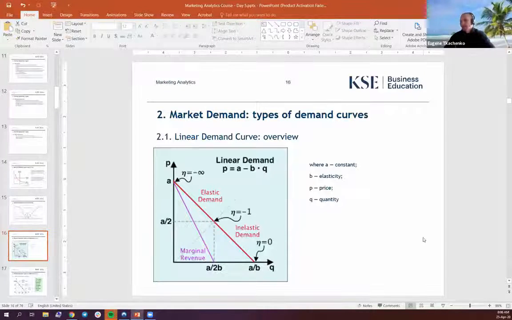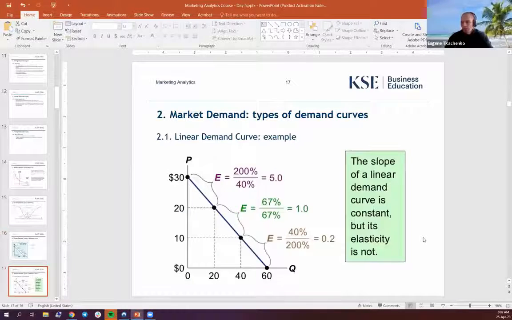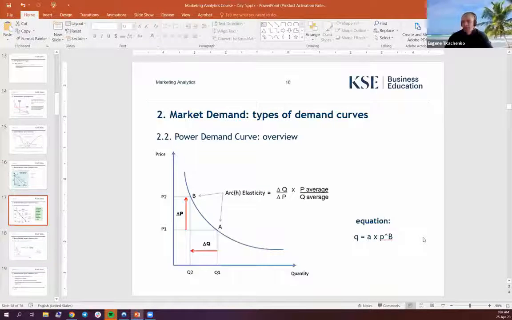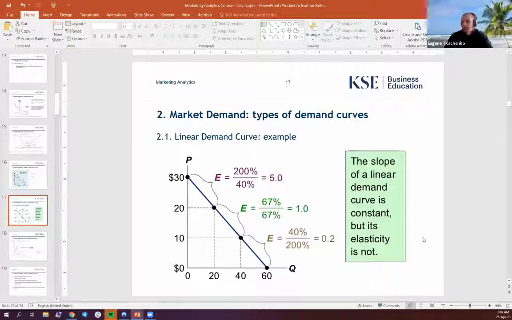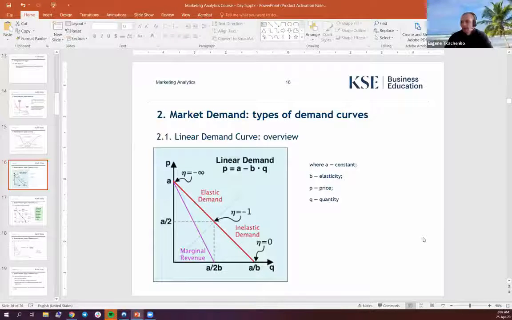So then, when we're talking about market demand, or price elasticity, or quantity elasticity, there are two particular curves we will be dealing with. One would be the linear curve, and another one would be the power demand curve. So when we're talking about a linear demand curve, that means that we can characterize the demand for our product in a linear way.